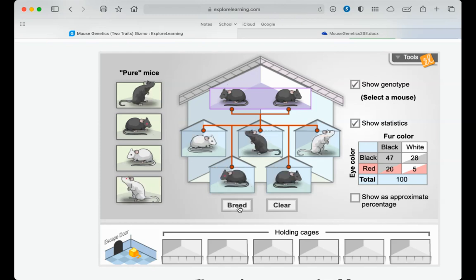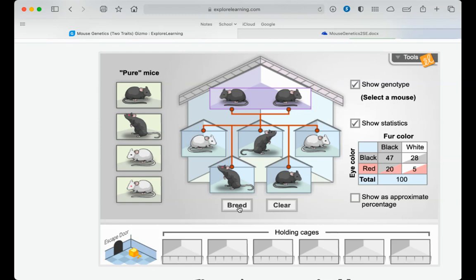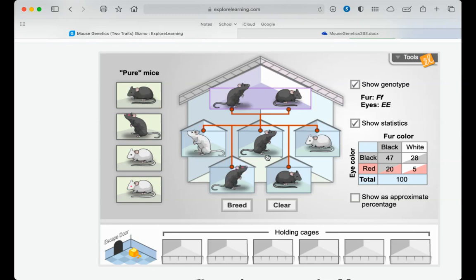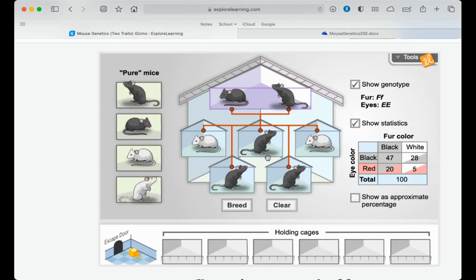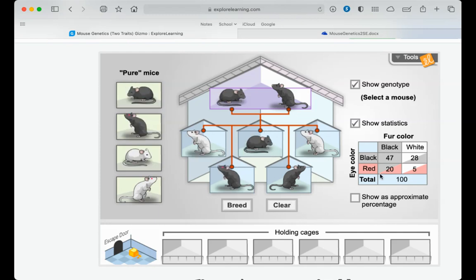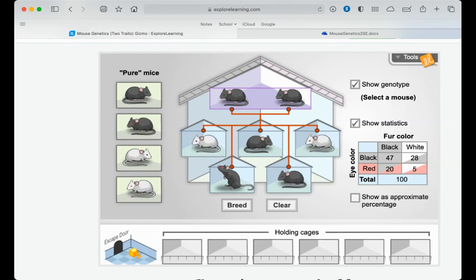Okay. So how many offspring had black fur and black eyes? How many of the offspring had black fur and red eyes? How many of the offspring had white fur and black eyes? And how many of the offspring had white fur and red eyes?